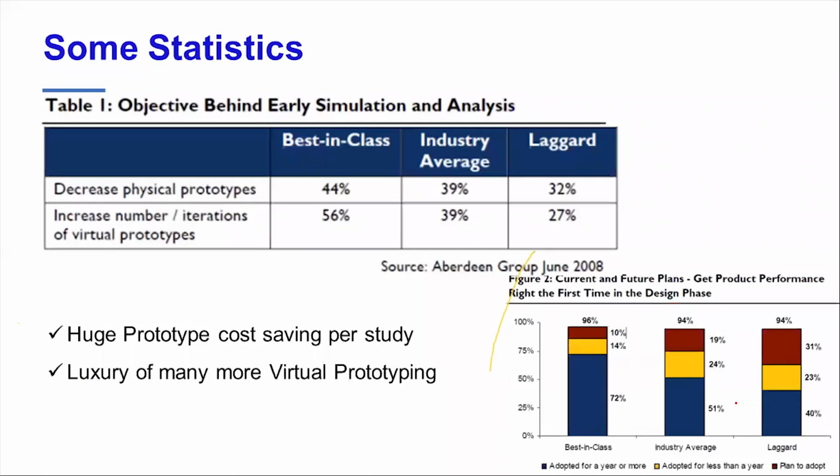Now one statistic which I got from Aberdeen Group. It says that those companies which are using simulation to the best of its level are able to decrease physical prototypes by 44%. Even in the worst case, those who are not really using it to the best are able to reduce prototypes by 32%, which is really a huge saving. And as you see, the number of iterations increases by 56%. So both of our advantages are validated by these statistics.